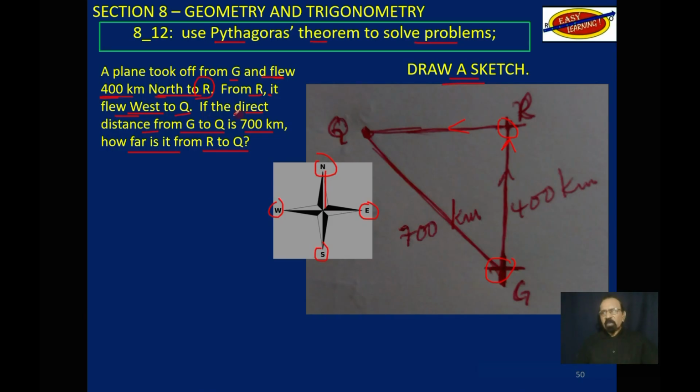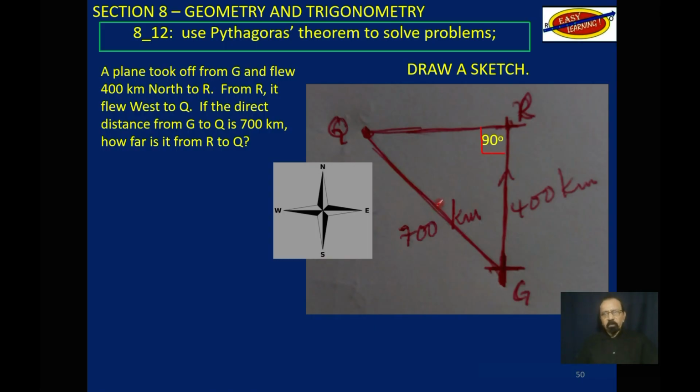You are told if the direct distance from G to Q, from here to there, this distance here, is 700 kilometers. How far is it from R to Q? What is this distance here? That is what you have to find. Knowing that this is a right triangle, this is the hypotenuse, you can easily apply Pythagoras theorem to solve this problem. We already said this here is 90 degrees. Let's write it in. 90 degrees. So we have a right triangle here.